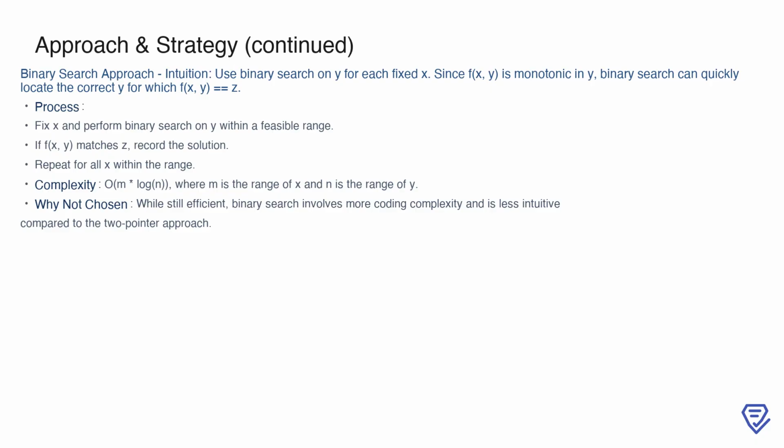The complexity of this method is O(m log n), where m is the range of x and n is the range of y, making it more efficient than brute force. However, there are trade-offs. While binary search is competitive in terms of performance, it introduces additional coding complexity due to the need for careful implementation of the search logic. Moreover, it's less intuitive compared to the two-pointer approach, which achieves similar efficiency with a simpler and more direct strategy. For these reasons, we opted not to use the binary search approach for this problem.